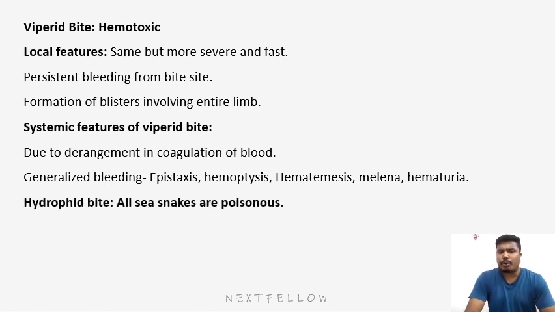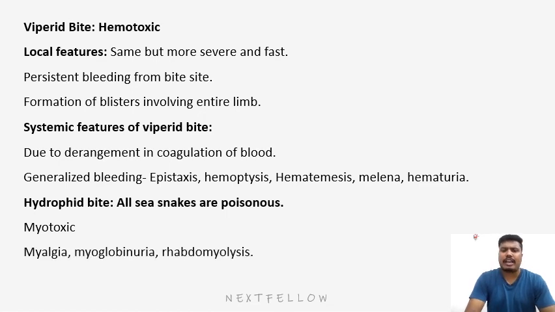Now we will discuss the hydrophiid bite. All sea snakes are poisonous and they are myotoxic. They cause myalgia, myoglobinuria and rhabdomyolysis.